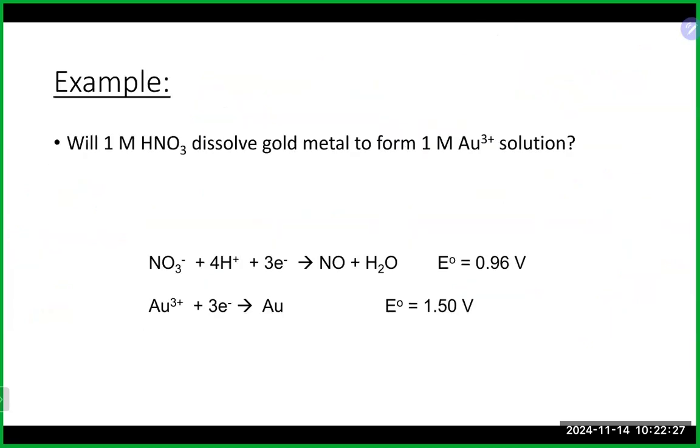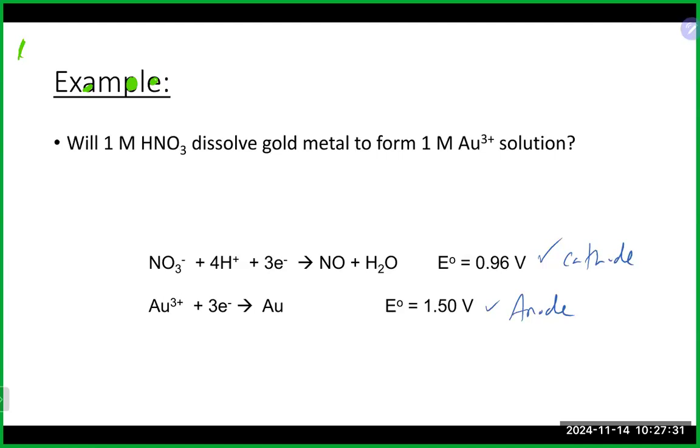All right, so the next question is, will 1 molar nitric acid dissolve gold metal to form 1 molar gold-3 ions in solution? Okay, so let's take a look. Our cathode in this case is, which one? The cathode is the nitric acid, yes. So our cathode is nitric acid, and gold would be our anode in this case.